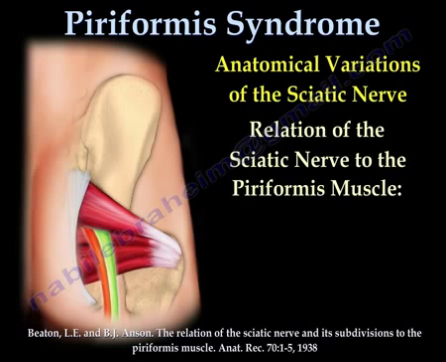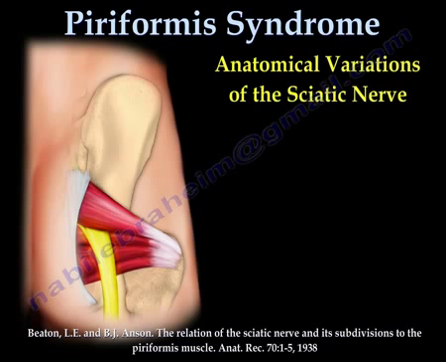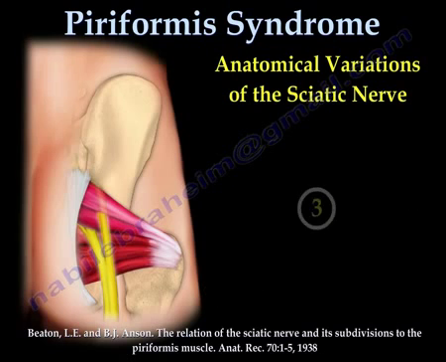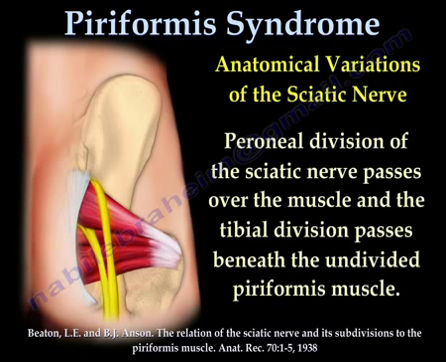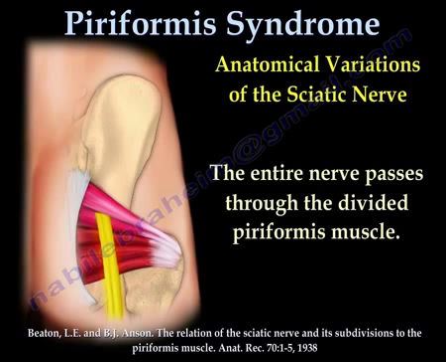The relationship of the sciatic nerve to the piriformis varies. Number 1, the sciatic nerve passes underneath the piriformis muscle. Number 2, the piriformis is split and the nerve is split, as you can see from the picture. Number 3, one piriformis and the nerve is split above and below the piriformis. Number 4, the entire nerve passes through the split piriformis muscle.